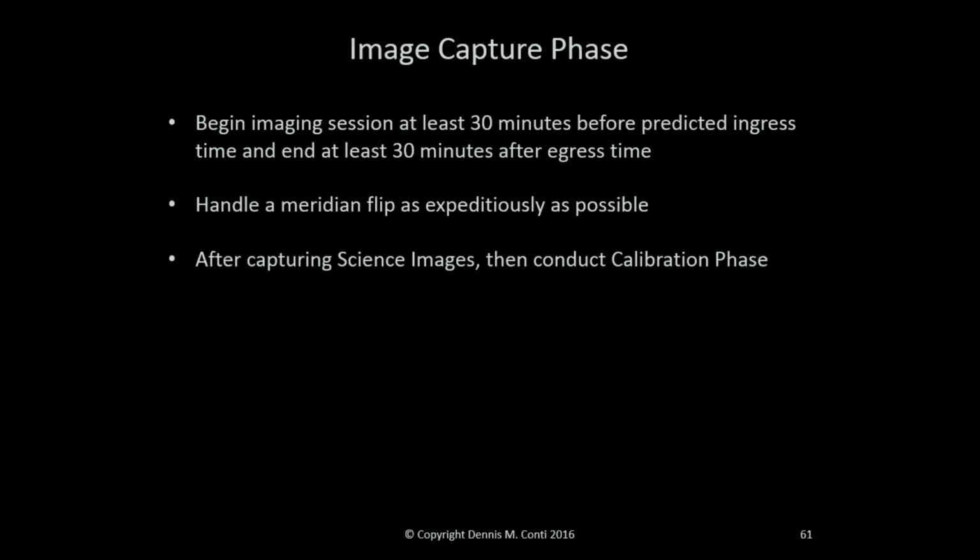As we said earlier, for German equatorial mounts, a meridian flip may have to take place during the observing session. It is important, therefore, that after a meridian flip, image capturing starts up again as expeditiously as possible so that as few data points as possible are lost. This means that after the flip of the mount takes place, it is important to get back on the target star as quickly as possible.